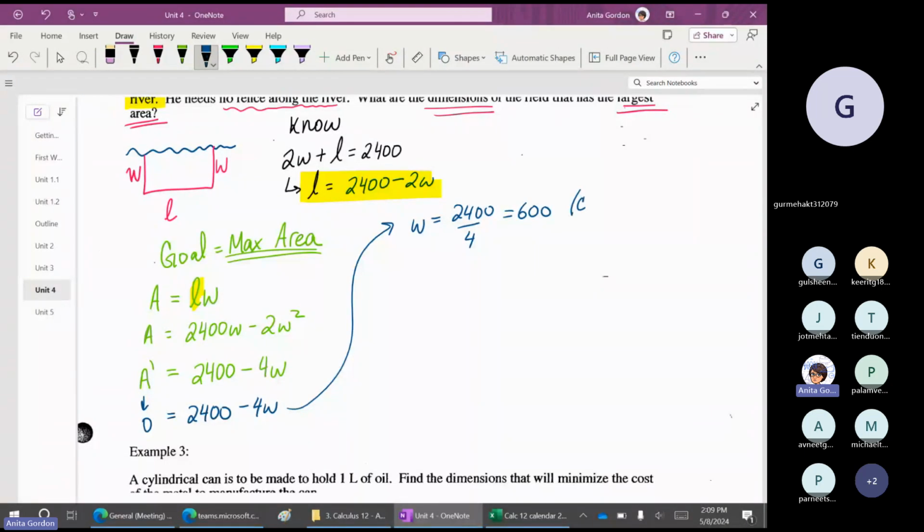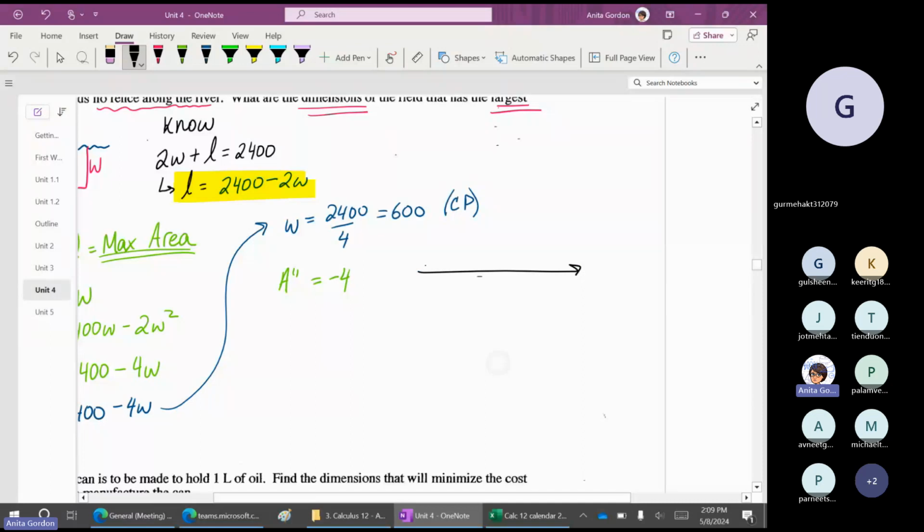This is a critical point. This does not tell you if it is a max or min. You either have to test on the number line or you do the second derivative. What should I do? All right, let's check A double prime. A double prime is negative 4. Not helpful. So you have to check the number line. Okay, let's check the number line.